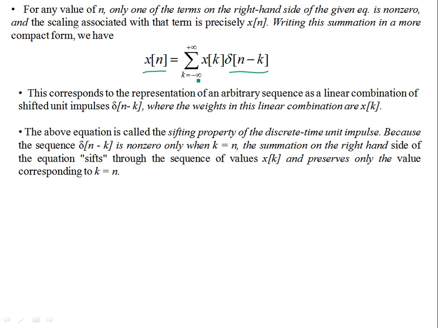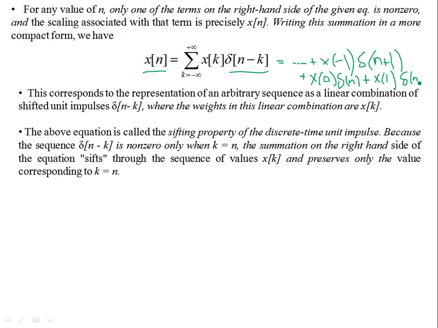So if you expand this for a few terms, it can be expressed as, dot dot dot plus x of minus 1, then delta of n plus 1. This expansion is for k equal to minus 1. Then plus, let's write a few more terms. For k equal to 0, this will be x0, then delta of n. Plus another term, for k equal to plus 1, this will be x of 1 into delta of n minus 1, and then this sequence continues.